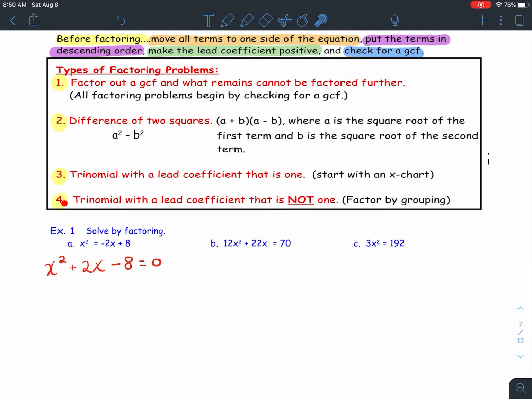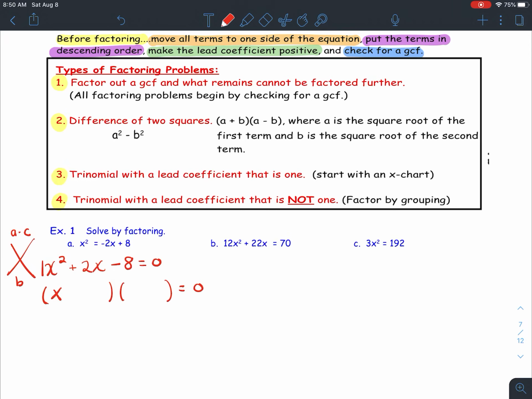I'm going to go ahead and check for a GCF. I don't see anything in all three of these terms that I can factor out. So now I'm going to come down to my list of factoring problems here and decide which type of factoring problem this is. It's not number 1 because I never removed a GCF to begin with. It's not a binomial, so it can't be a difference of two squares. But there are three terms here, so it is a trinomial. In fact, it's this third option, the trinomial where the lead coefficient is a 1. This tells me that I should start by making one of those X charts.